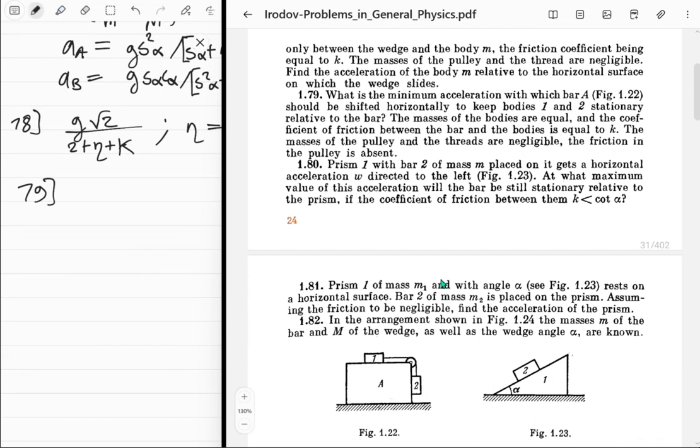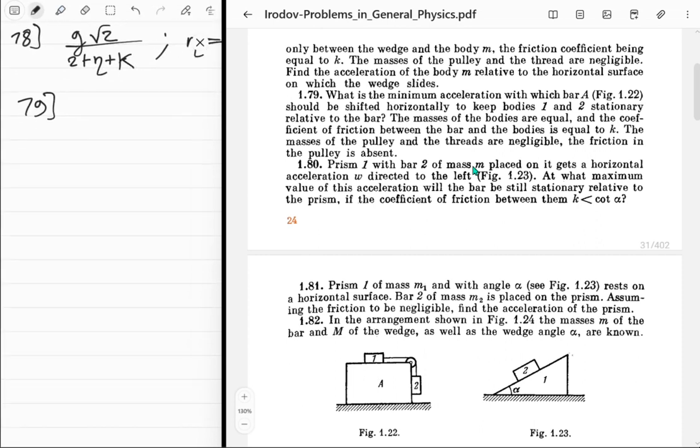Okay, so figure 1.22. What was this question? 79. Let's do it. And what's our aim? Minimum acceleration, so that these are in equilibrium. Fine. Okay, showing the pulley is absent. Let's do it.